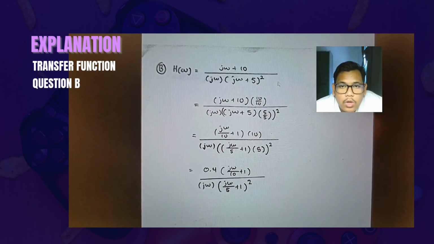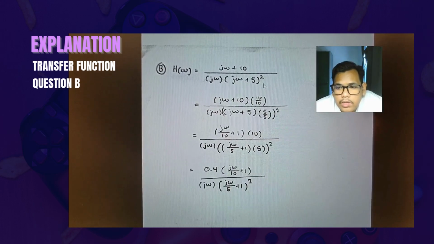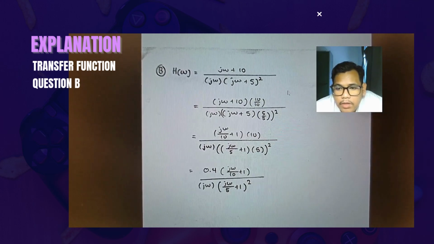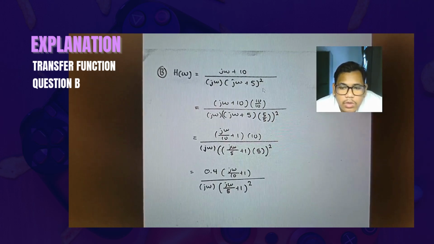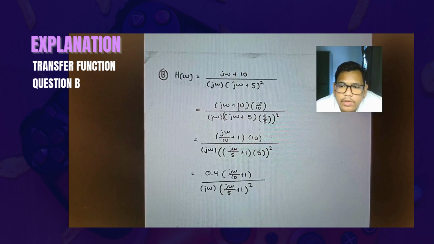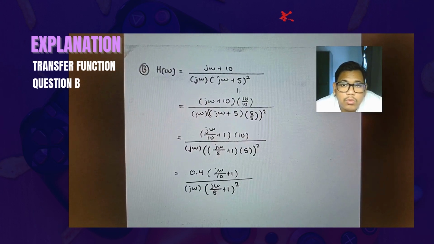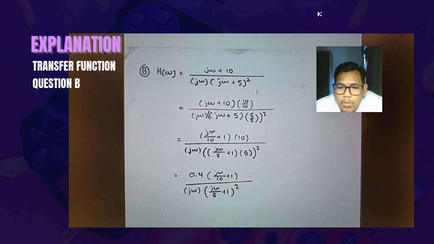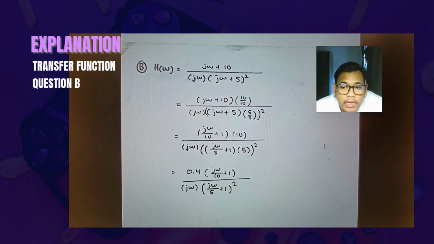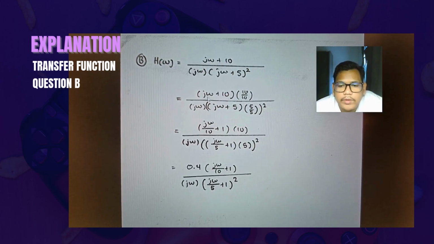To do that, we want to rewrite each term in the form jω/ωc + 1, where ωc is the corner or break frequency. Let's start with the numerator, jω + 10. We multiply and divide by 10 to get jω/10 + 1.